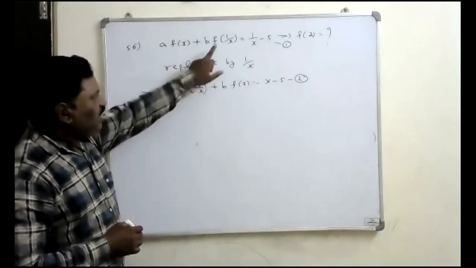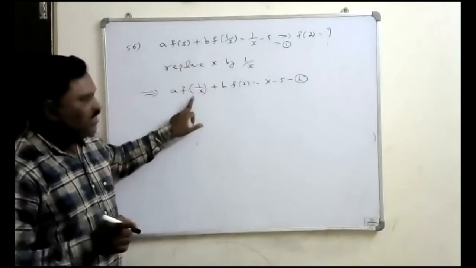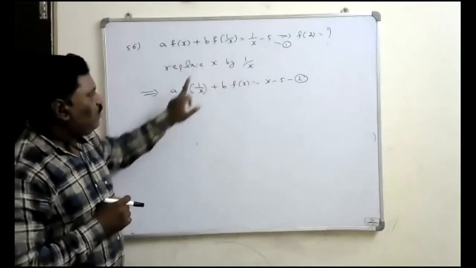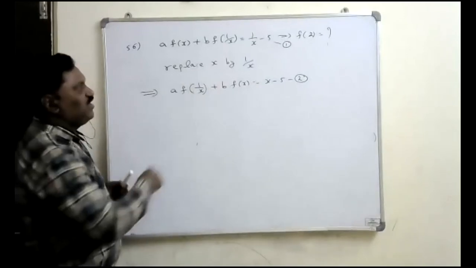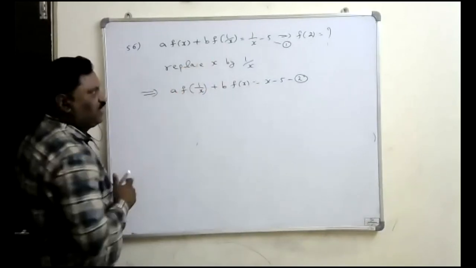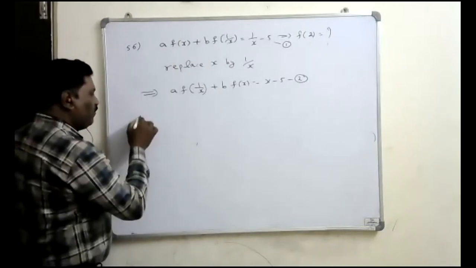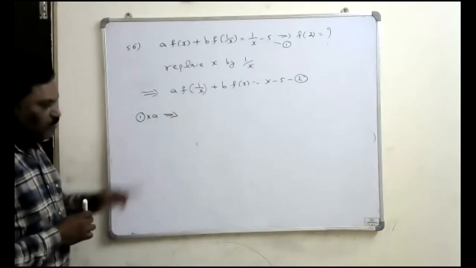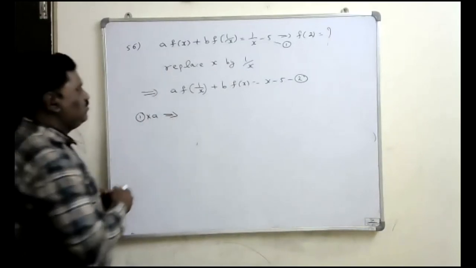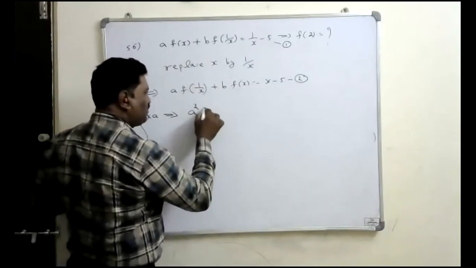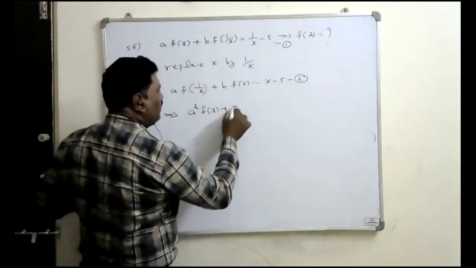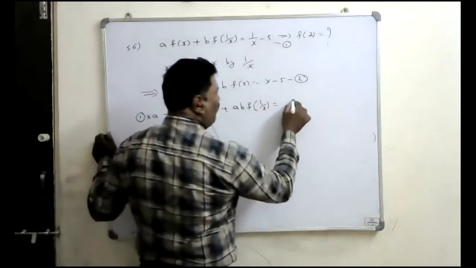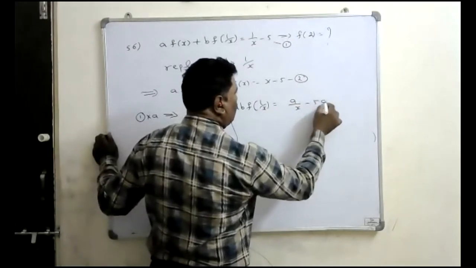Now from these two, if I eliminate the f of 1 by x, then automatically we get the f of x. Means ये दोनों से f of 1 by x eliminate करना पड़ेगा. Eliminate करने के लिए equation 1 में इधर b है, coefficient इधर a है. इसलिए equation 1 multiplied by a. a से multiply करो क्या मिलेगा हमको? a square f of x plus ab f of 1 by x is equal to a by x minus 5a.